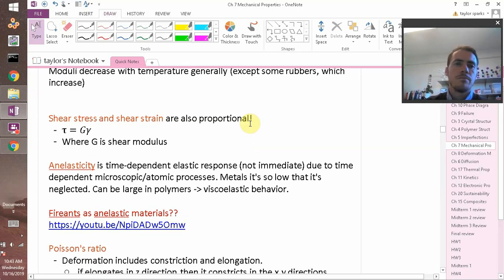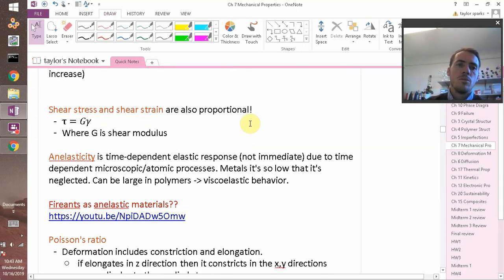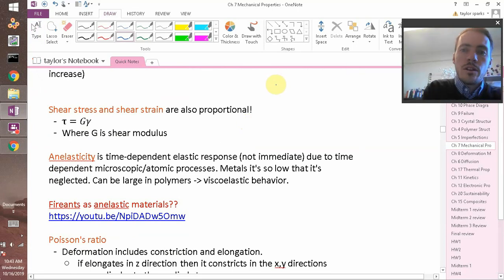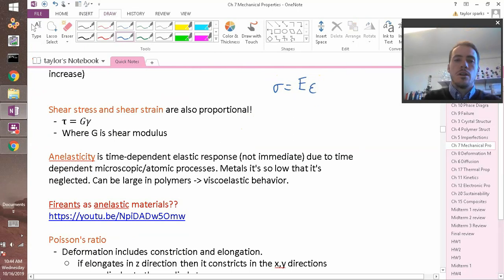Okay, so we showed that for regular stress and regular strain that they were proportional. We said that the stress applied is going to be equal to the strain multiplied by the Young's modulus, okay?